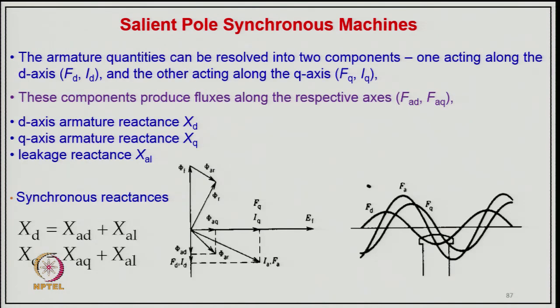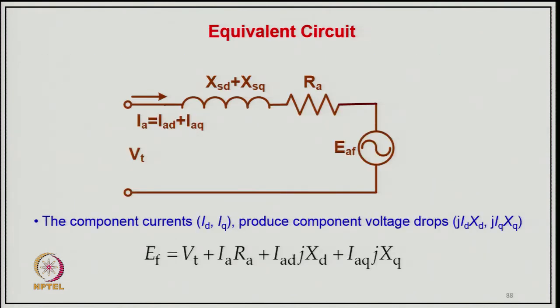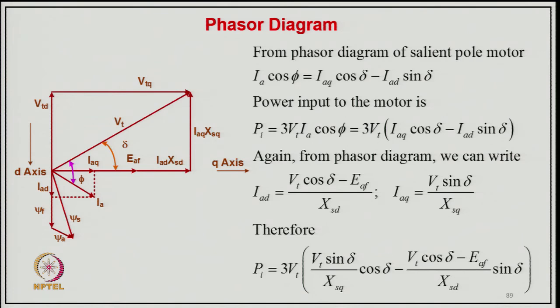The armature quantity can be resolved into two components, one acting along the direct axis and another along the quadrature axis, and these components produce the fluxes FAD and FAQ, where the direct axis reactance is XD and the quadrature axis reactance is XQ, along with the leakage reactance XL. So the synchronous reactances are XD equal to XAD plus XL, and XQ equal to XAQ plus XL. This is the phasor diagram for the excitation, and this is the equivalent circuit, where we have VT, XD and XQ, the resistance, and EF. The equation will be EF equal to VT plus IA RA plus IAD jXD plus IAQ jXQ, and the corresponding phasor diagram is here.